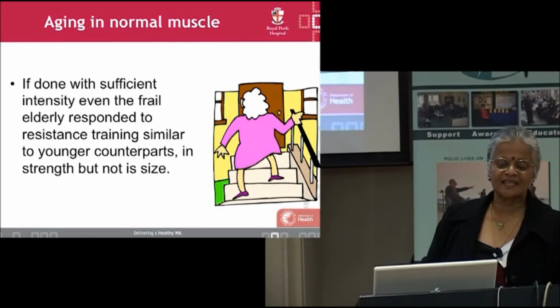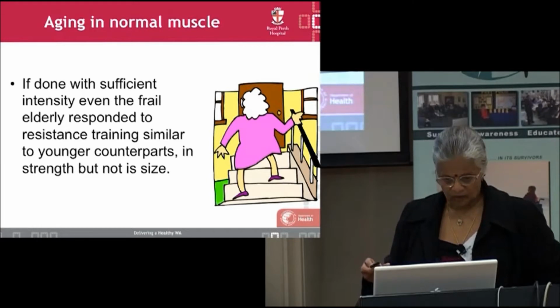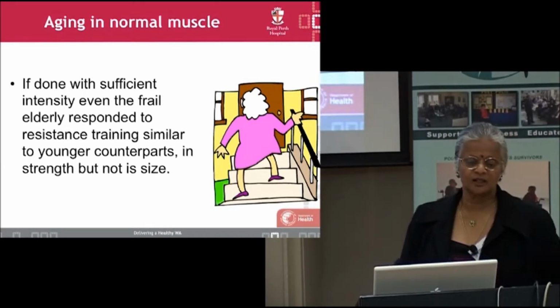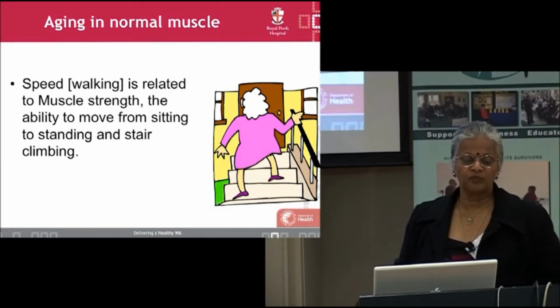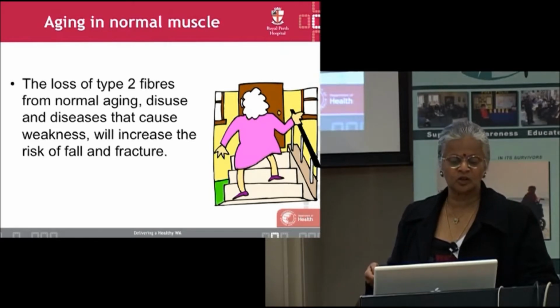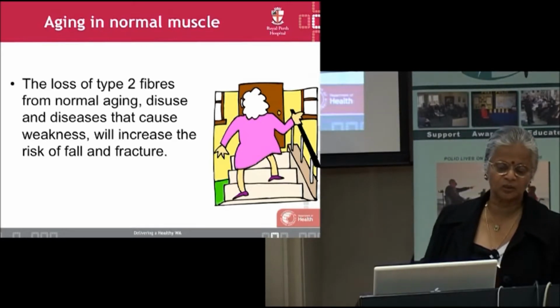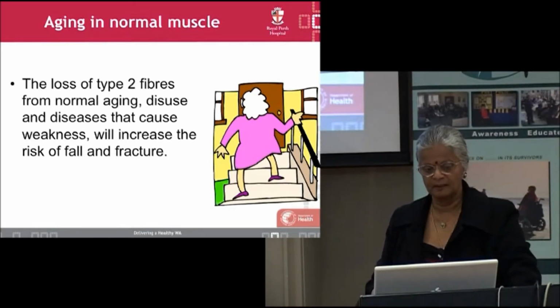So these all recap. If done with sufficient intensity, even the frail aged will respond to training. So you have to do something even if you're frail aged. Speed, for example walking, is related to muscle strength, and the ability to move from sitting to standing and stair climbing requires speed and strength. Okay? The loss of type 2, your strength fibers, from normal aging, disuse and disease, diseases that cause weakness will increase the risk of falls and fractures. Okay? So again, this is just recap.